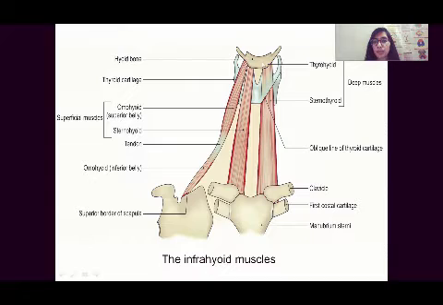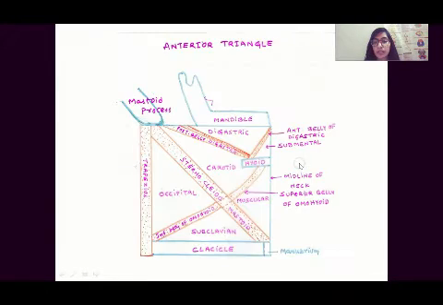Sternothyroid starts from the thyroid gland and attaches to the sternum. So this is known as sternothyroid. These are the oblique fibers of the thyroid cartilage, the clavicle and first costal cartilage, and this part is known as the manubrium sterni. Okay, now coming to the next part.